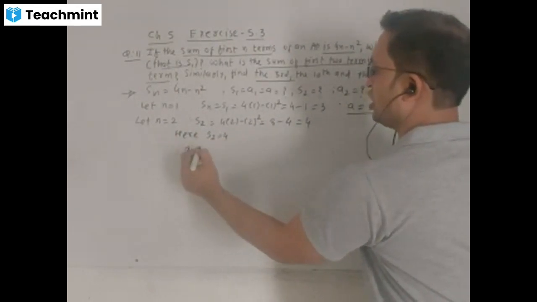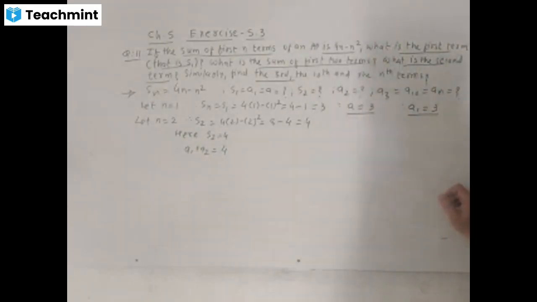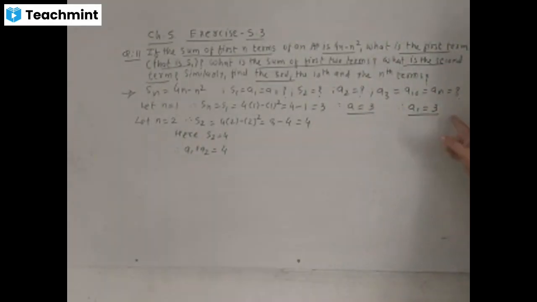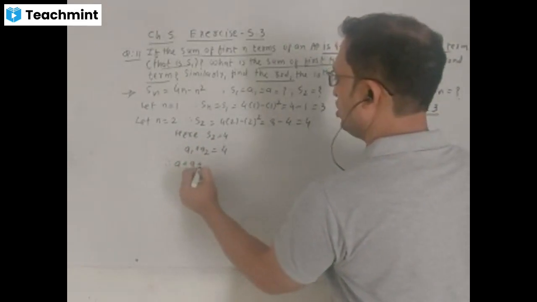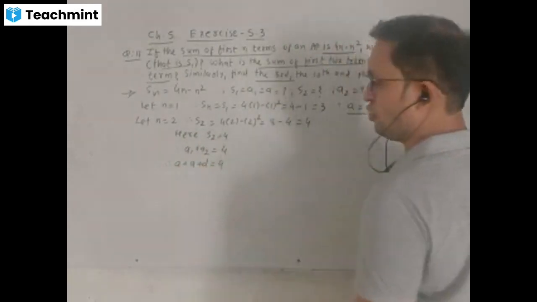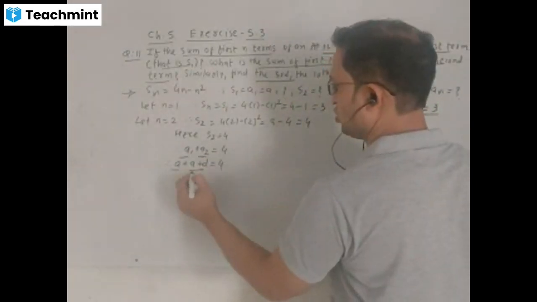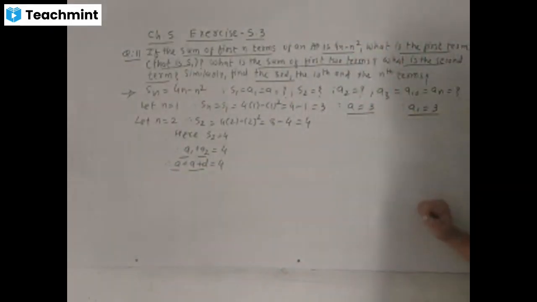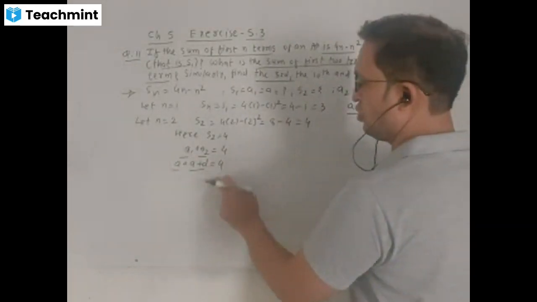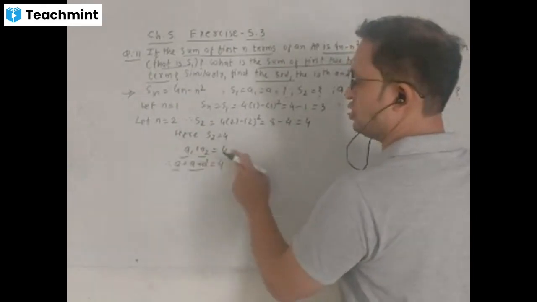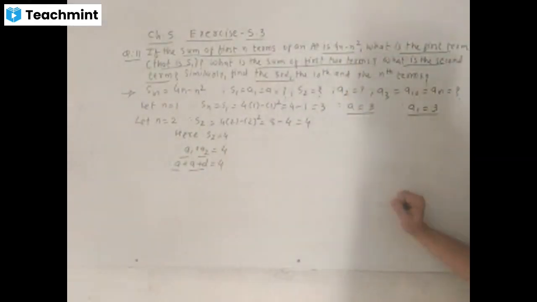S2 is equal to 4, that means the sum of first two terms, a1 plus a2, is equal to 4. What is a1? a1 means a. And what is a2? a2 means a plus d. a1 is equal to a, the first term, and a2 is equal to a plus d. So a1 plus a2 is equal to 4, where a1 is equal to a and a2 is equal to a plus d, and that is equal to 4.